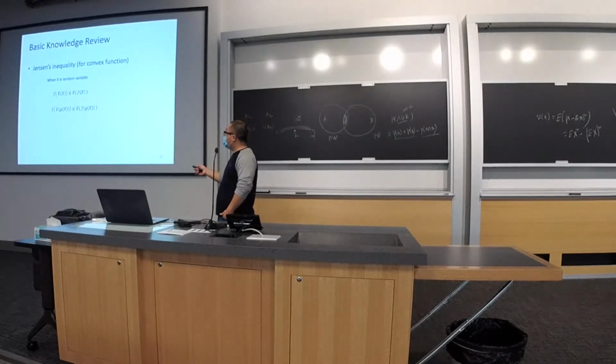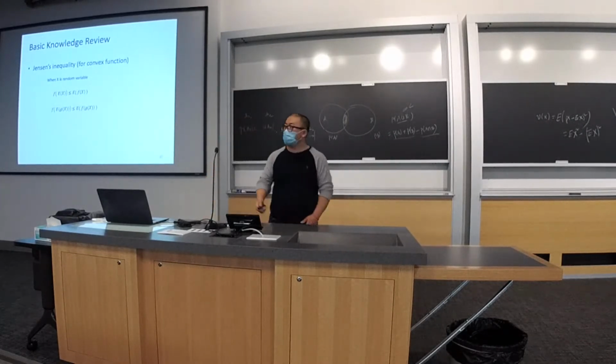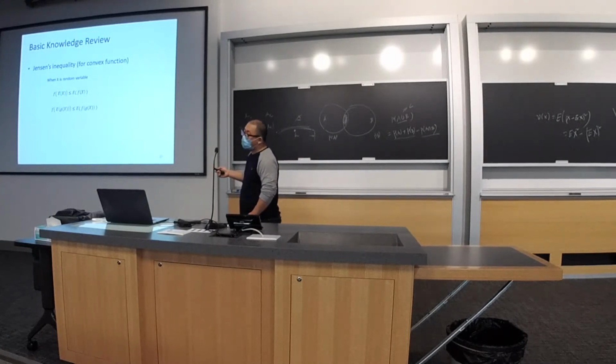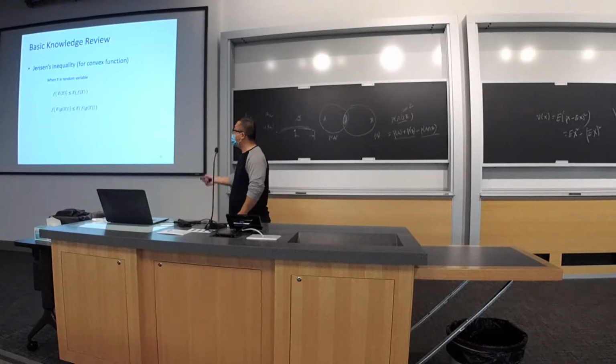If f is convex and x is a random variable, then the function value at the expectation of x is less than or equal to the expectation of f of x. Remember, x is a random variable, so f of x is a random variable as well. So it is reasonable that we have an expectation over f of x. And this can be easily extended to functions of random variables. If you make a transformation of x, you get another random variable g of x, and this inequality also holds.